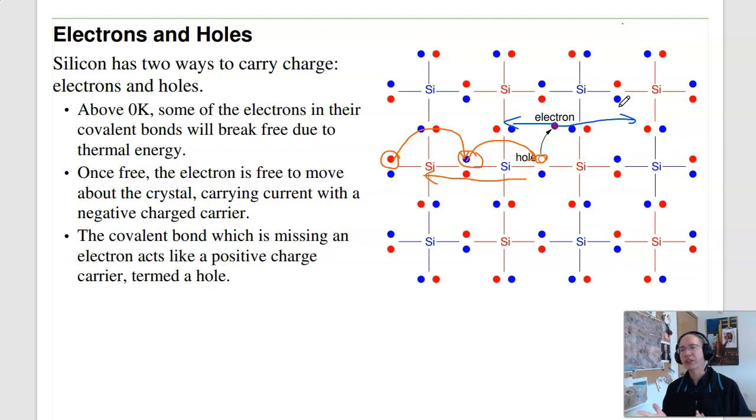And electrons are negative charged. A hole is a missing electron, so it's like a double negative. Holes look like a plus charge. Electrons look like a minus charge. They both carry charge. And that's actually really important.